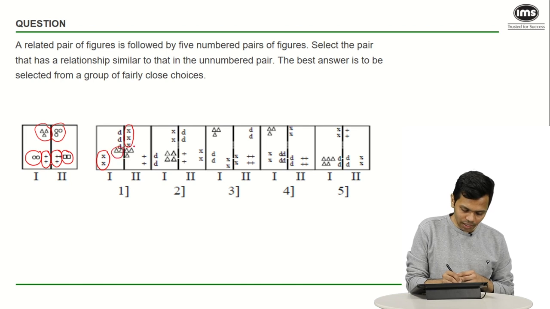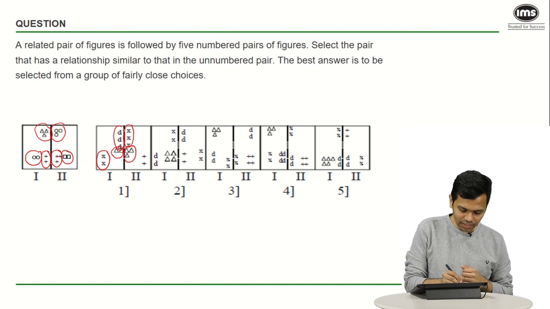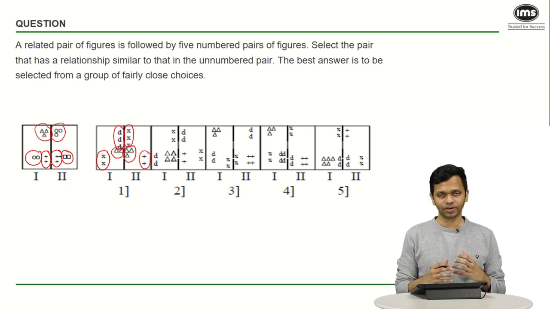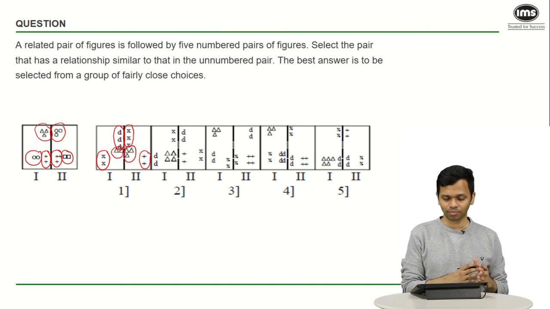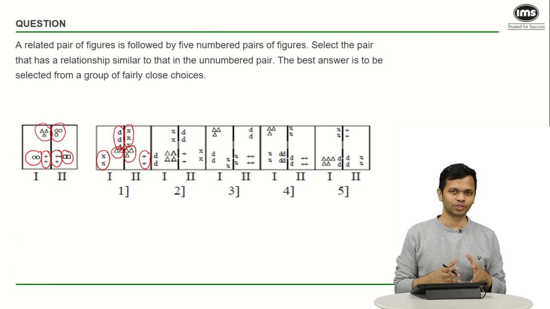2 triangles becoming 3 triangles. So this is also looking fine. And we have been given 3 D's and that is becoming 2 plus signs, right? So this is perfectly in line with what is happening in the unnumbered pair. So mostly this is my answer. So now we have found that our answer is option 1, but let me also show you what is happening in other options and show you how to eliminate those.